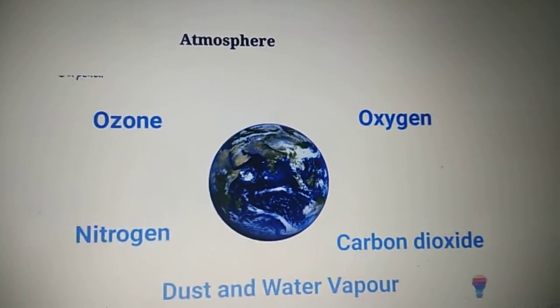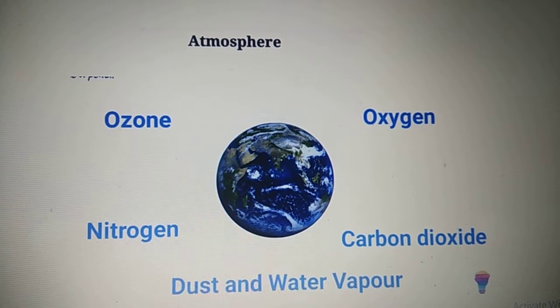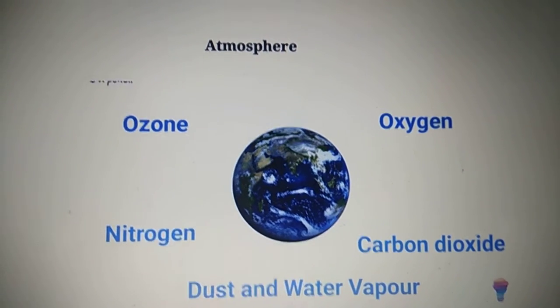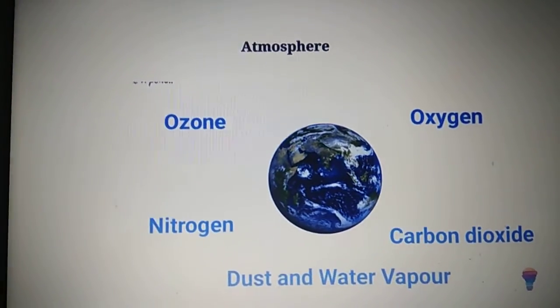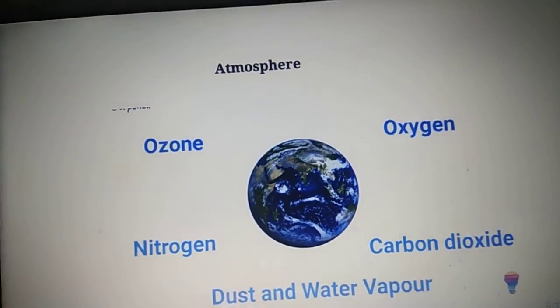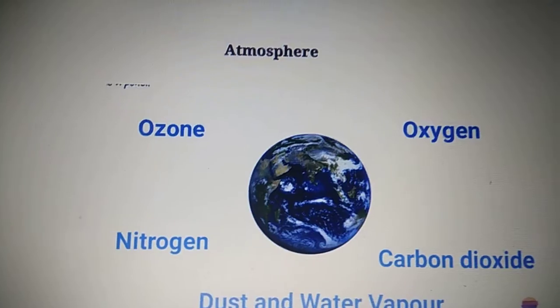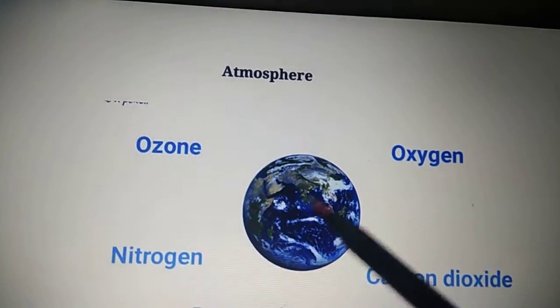Children, another free gift of nature is atmosphere. Okay, one of the components of our natural environment. Now, what is atmosphere? It is a thin layer of air that surrounds our earth. It is surrounding our earth.